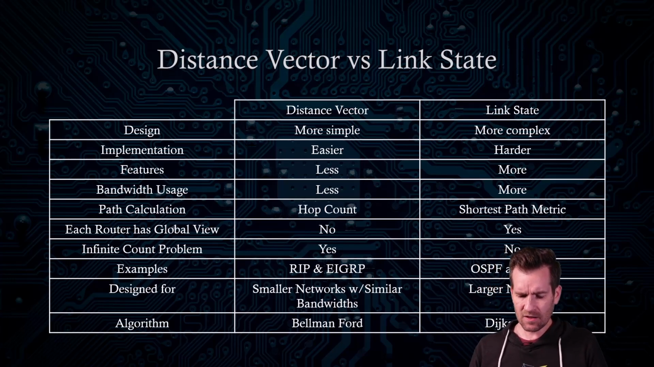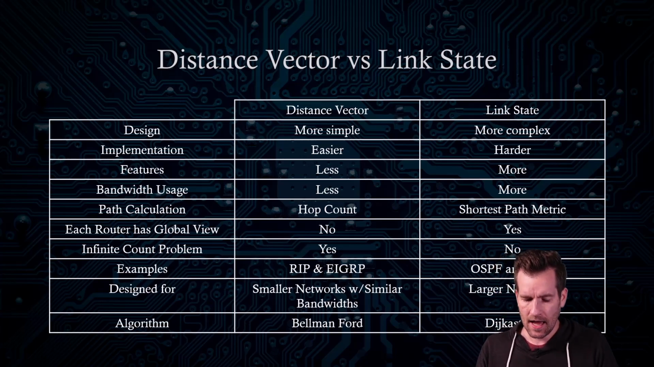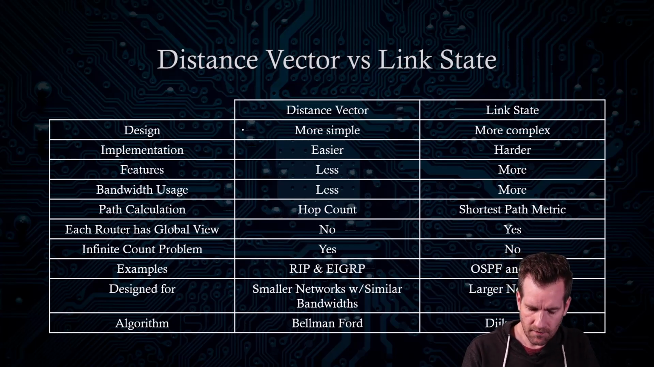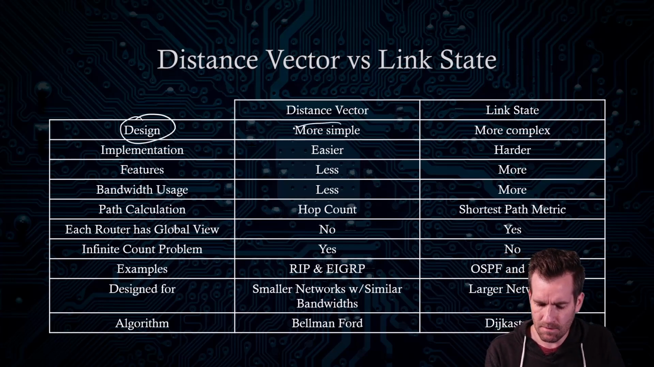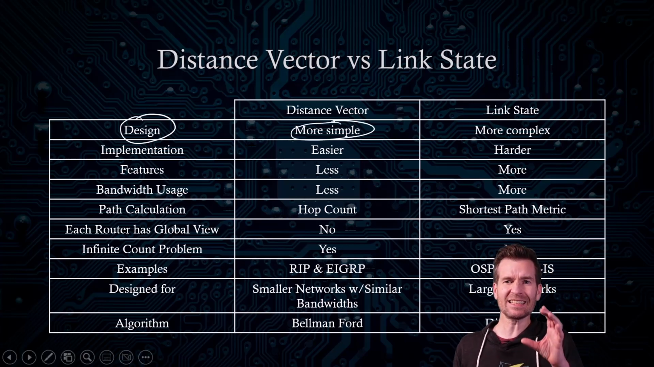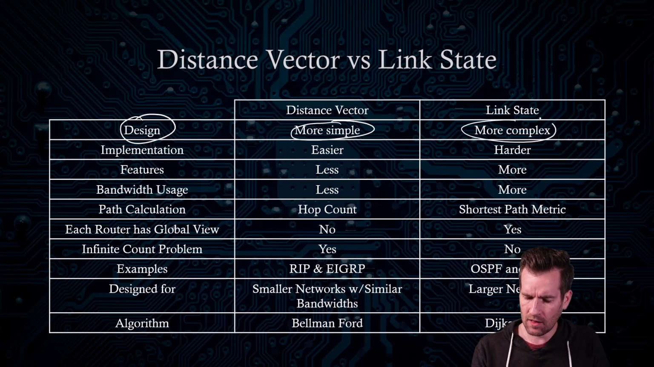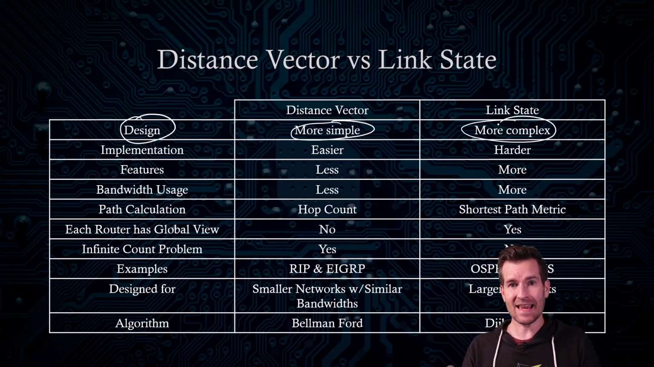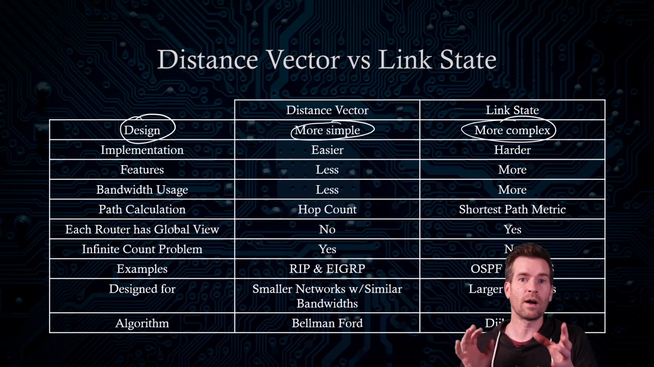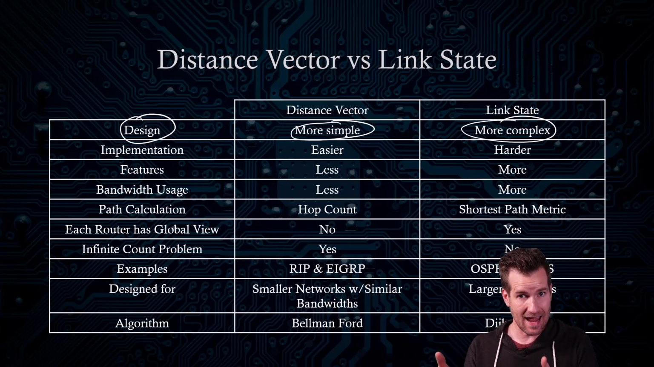So with distance vector and link state, the differences are, first of all, from a design perspective, distance vector is much more simple. It's passing the whole routing table from one router to the next. Versus link state is a little more complex. It's sending a lot of little bits of pieces of information about each one of the links on that network.